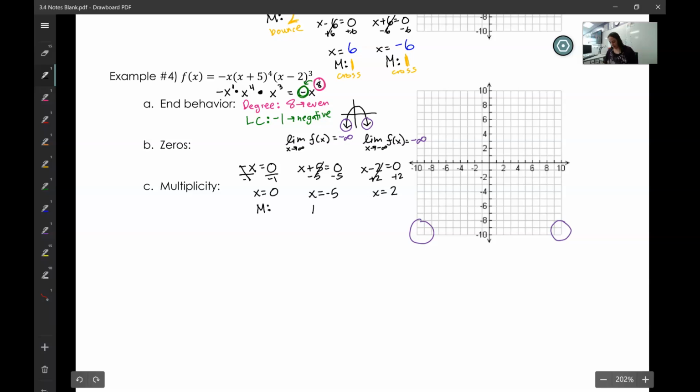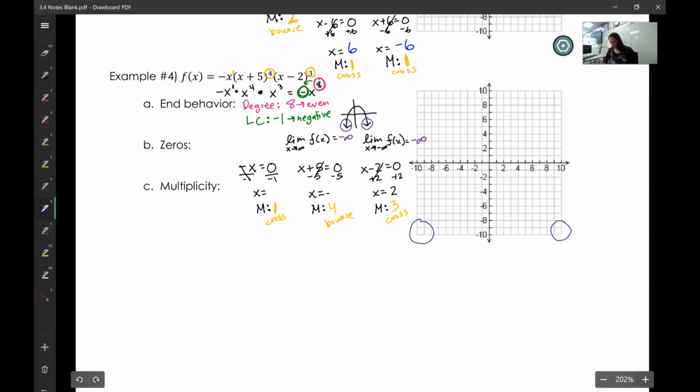Now I need to say the multiplicity of each of these, how often they occur. So this first one, negative x, this is going to occur once, that's secret 1. X plus 5, that one occurs 4 times. And x minus 2, that one occurs 3 times. So now I can say that one's odd, so it's going to cross. That one's even, so it's going to bounce. And that one's odd, so it's going to cross.